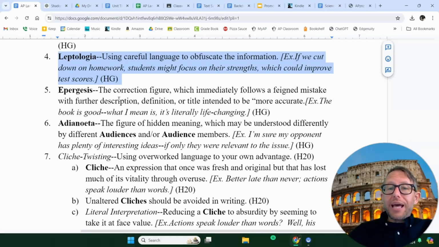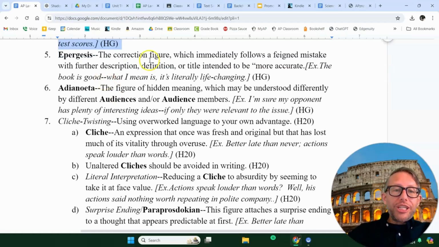So you're kind of using language to make it look like you're... to disguise the fact, let's put it that way, to disguise the fact that you're ignoring key components of logic within the scope of that sentence. Okay, so leptologia. You've got epergesis.